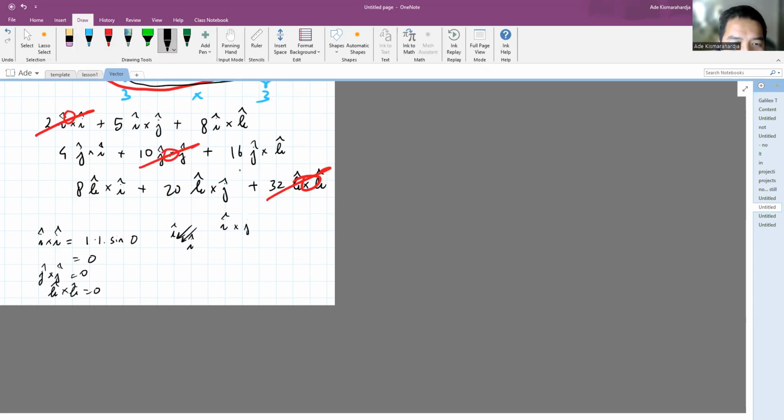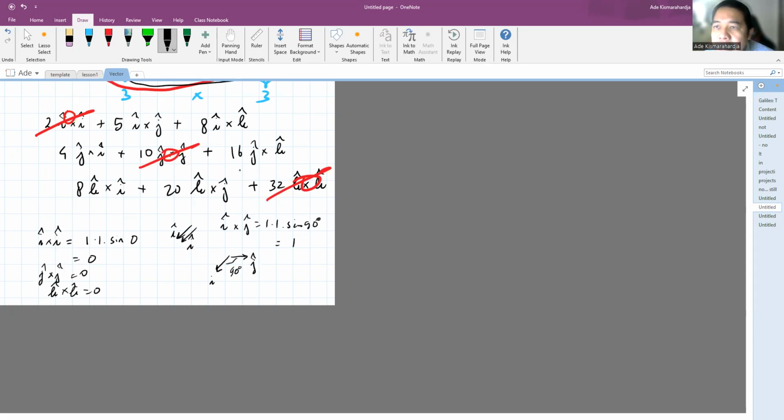I cross J, essentially that's 1 times 1 times sine. Now, this is I, the unit vector pointing to the x direction, and this is J, the unit vector pointing to the y direction. So you know that the angle between them is 90 degrees. So this is sine 90, and you know sine 90 is 1. So the magnitude of I cross J is essentially 1.